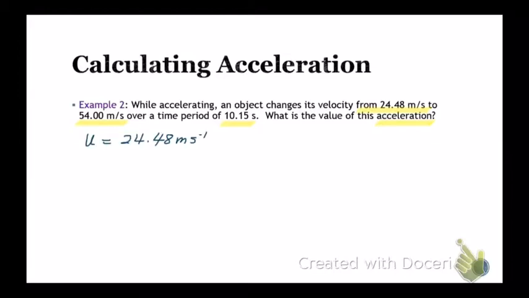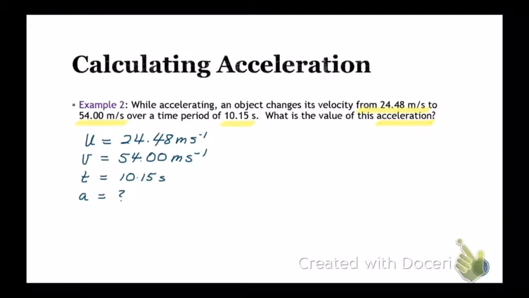So as in previous examples, start by listing the data. U represents the starting or initial velocity, V represents the final velocity, and this is why it's important when you're calculating velocity as displacement over time to call it VAV, because V here is not the average velocity, it is the terminal or final velocity. T is 10.15 seconds, and we're trying to find A. We don't know this value, so we write it as a question mark.